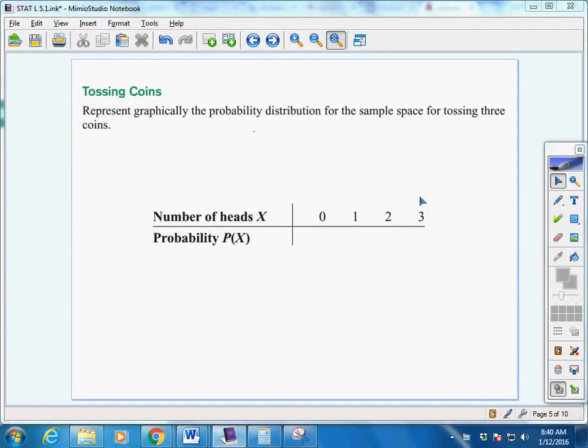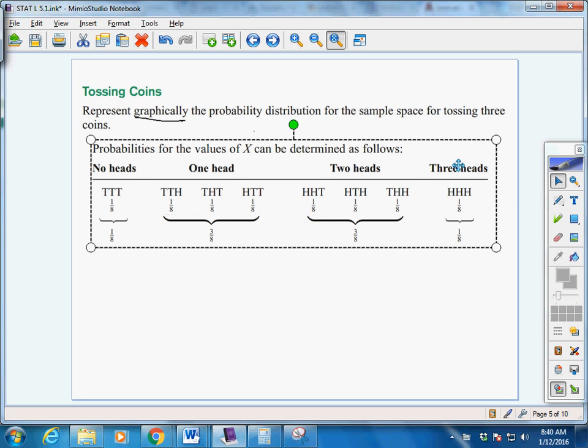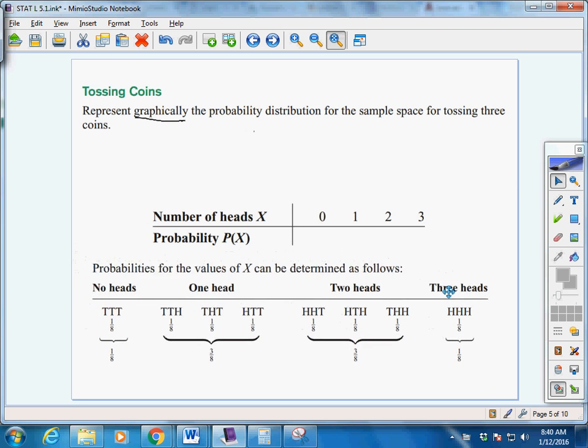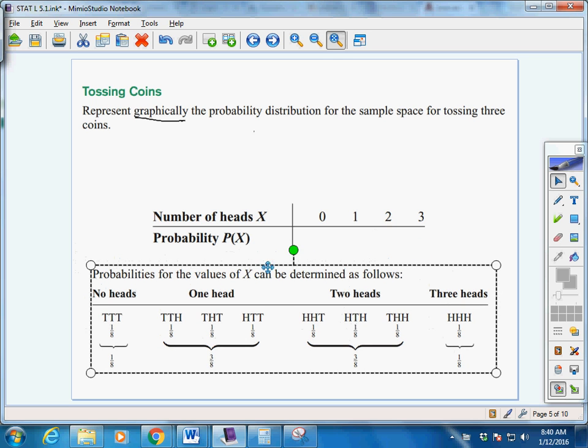If we look at this example, this is another theoretical probability. It says represent graphically the probability distribution for the sample space for tossing 3 coins. Well, what do we mean by graphically? Well, the first thing we have to do is find the probability distribution. And if we remember, if we're tossing 3 coins here, no heads, one head, 3 times, you get the picture.